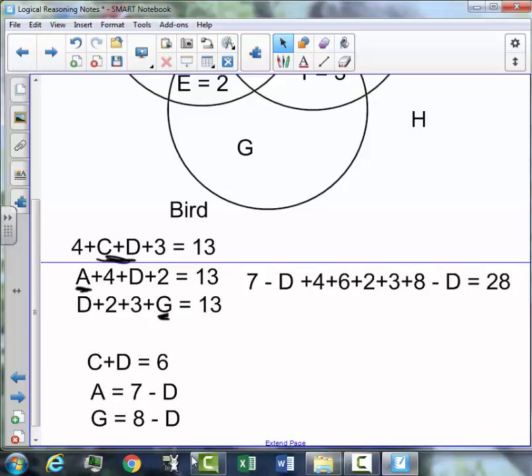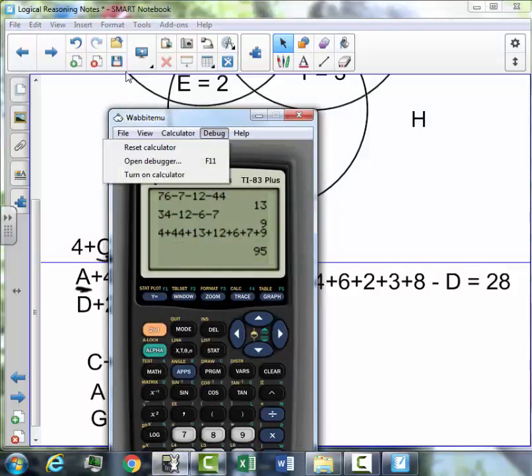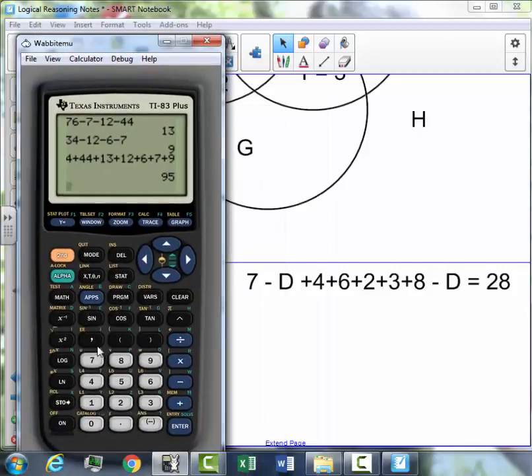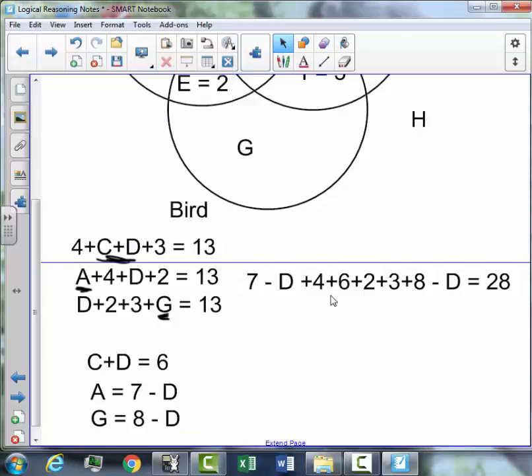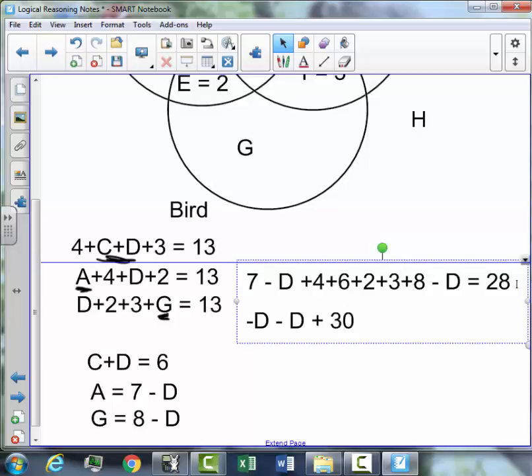I need my calculator again. So I'm going to take 7, and I'm going to add 6 and 4 and 2 and 3 and 8. And all of these numbers here are going to be 30. So what I could say here is that minus D minus another D plus 30 equals 28. And then what you might do is bring the 30 to the other side.